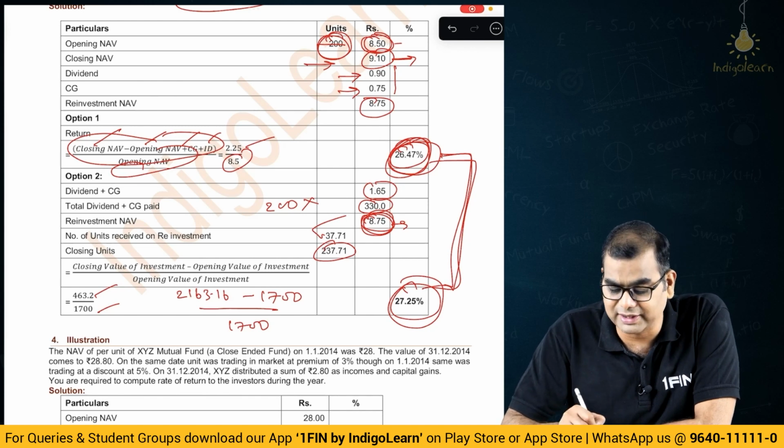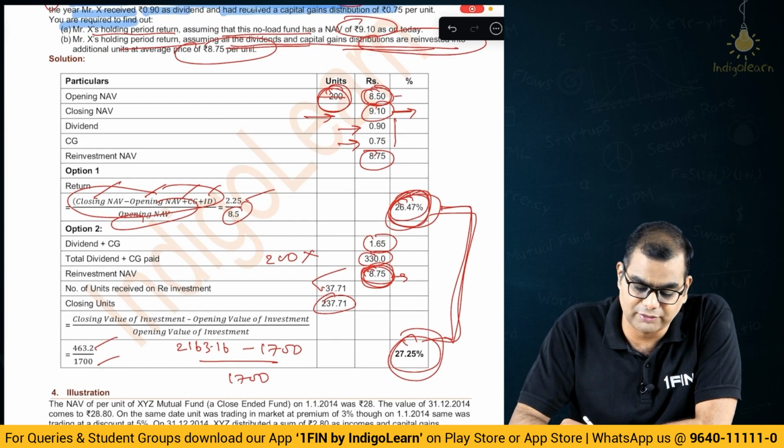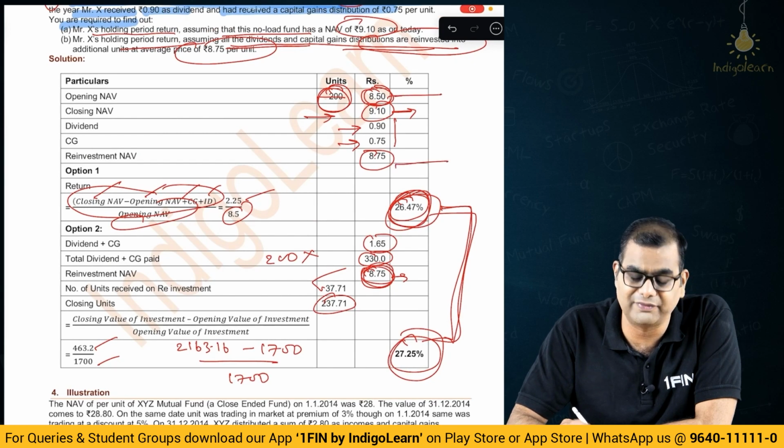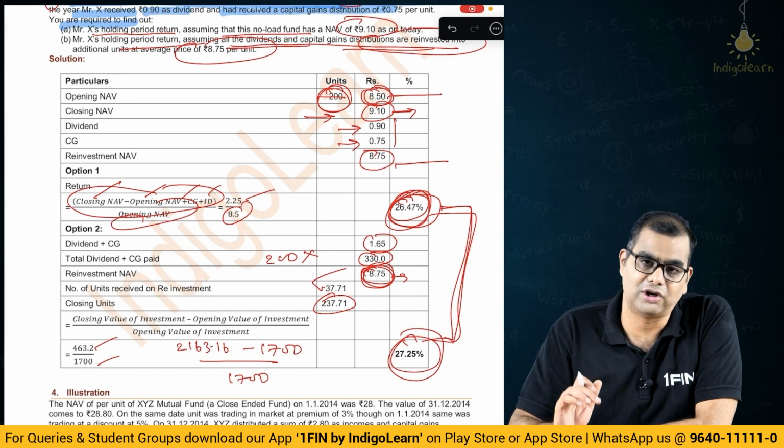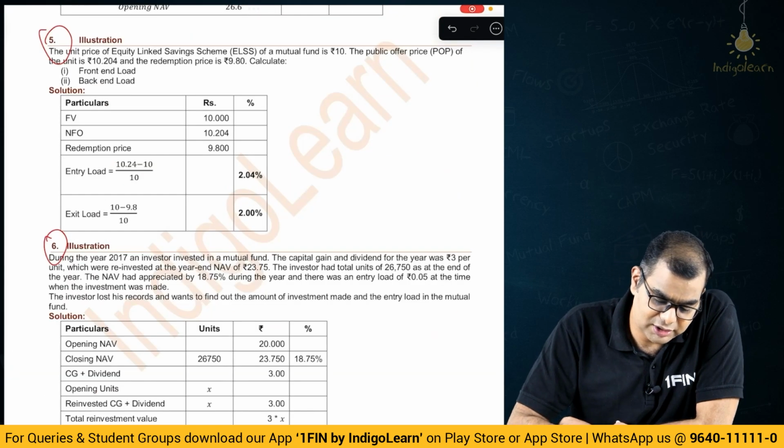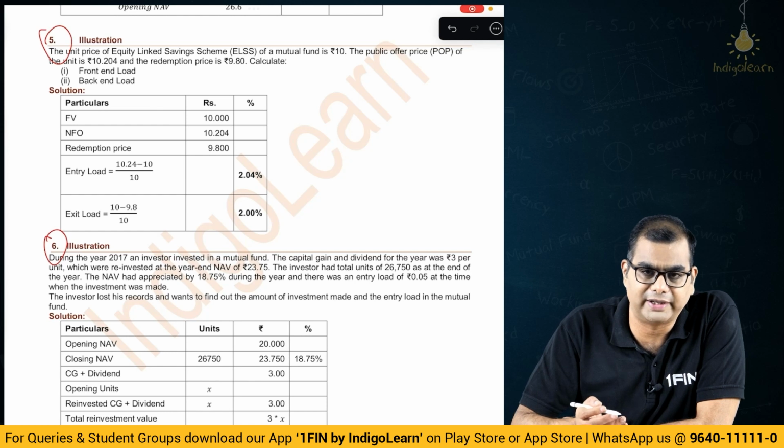Right? But here we have not taken ending NAV; we took 8.5 and 9.1, somewhere in between. So it probably would have happened somewhere in the year, between the year. So, they both will not be the same. Now, let us move to a question on front end load or entry load and exit load.